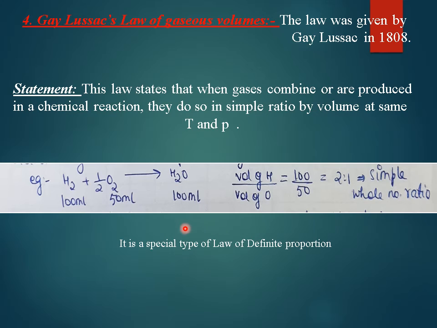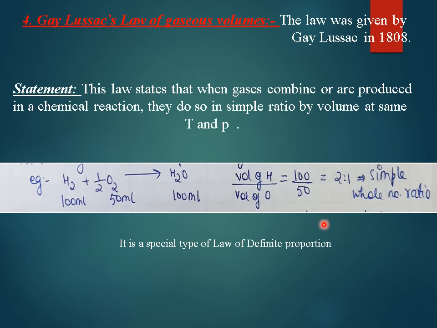So actually, basically, if you see, you know the law of definite proportion that we have done, the second law, that the masses of the elements were in a simple whole number ratio. Here, the volumes of the gaseous elements are in a simple whole number ratio. That is the only difference. Otherwise, in both the cases, the ratio of the elements should bear a simple whole number ratio.